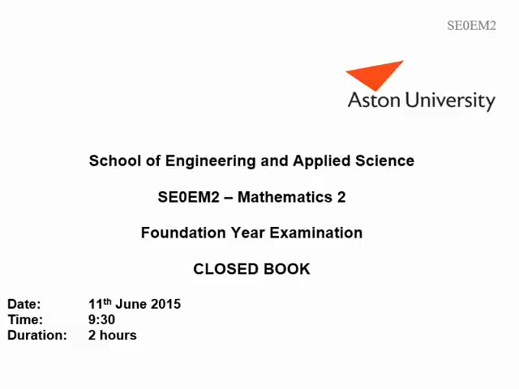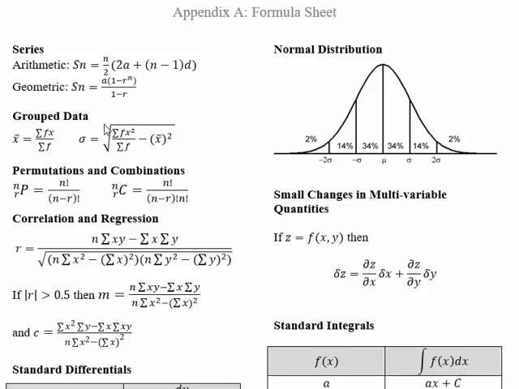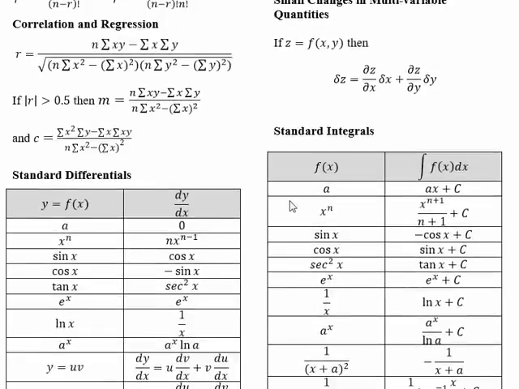Mathematics 2, 2015 exam, question 8. Differentiate the following expressions with respect to x. Part A. This is a polynomial in x, so we can differentiate this term by term. And just to remind ourselves, the differential of x to the n is equal to nx to the n minus 1.